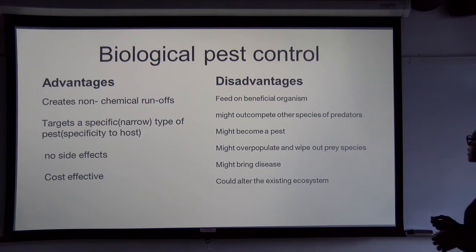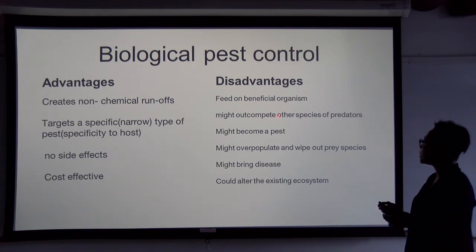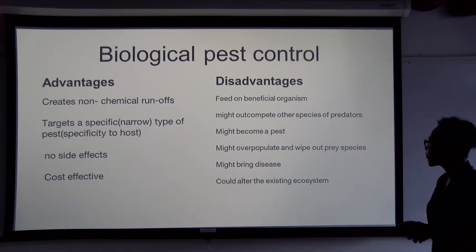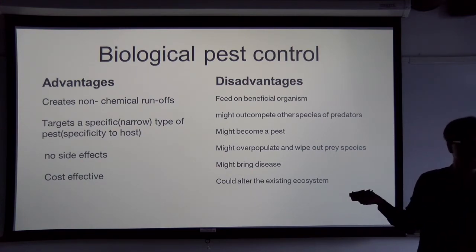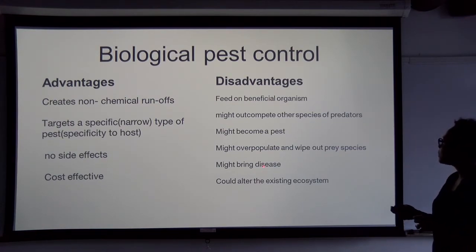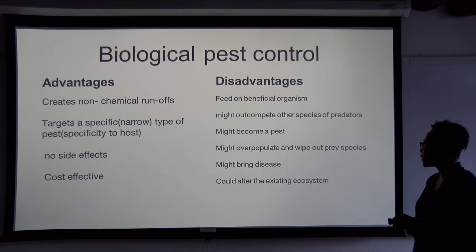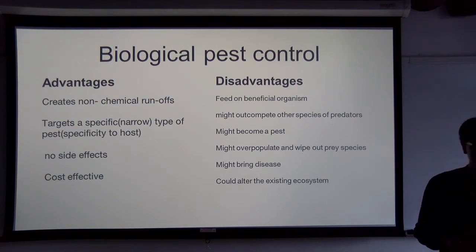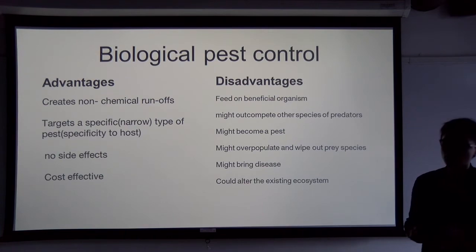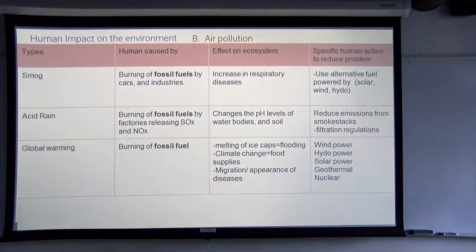The disadvantage of that is that the organism you introduce may feed on other organisms that you want to keep. They also might be best at competing and outcompete other organisms. They may become a pest themselves because they're doing so good in this environment. They could live and reproduce in this environment. They may overpopulate and wipe out native species. They could bring diseases with them and could alter the ecosystem that you already have. So there are the pros and cons of using a natural control instead of pesticides. I'm going to skip over that.